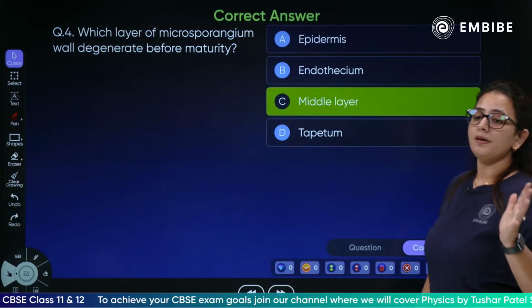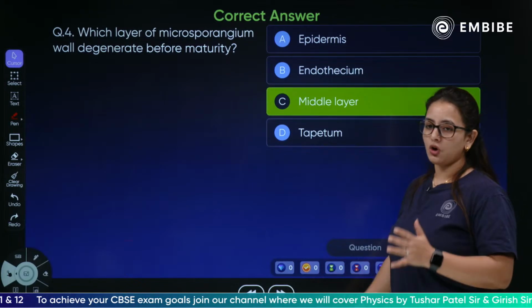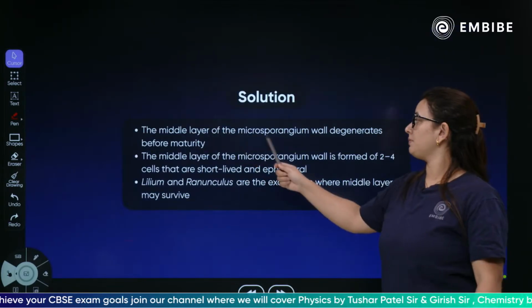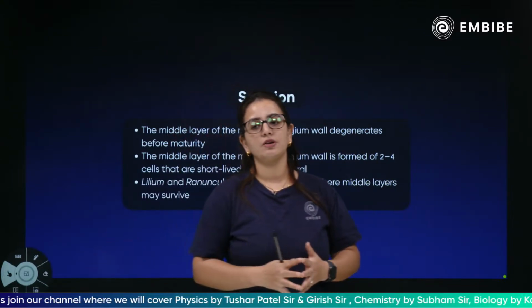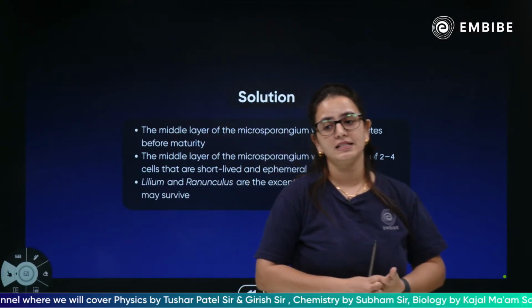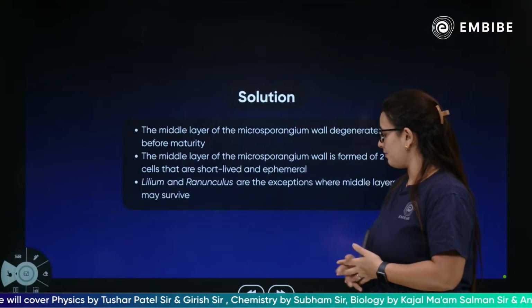The middle layer will degenerate on maturity. Yes, the middle layer of the microsporangium will degenerate before maturity. The middle layer of the microsporangium will have 2 to 4 cells and is short-lived and ephemeral.